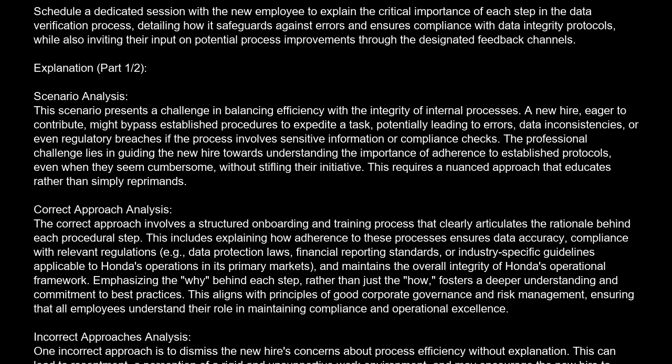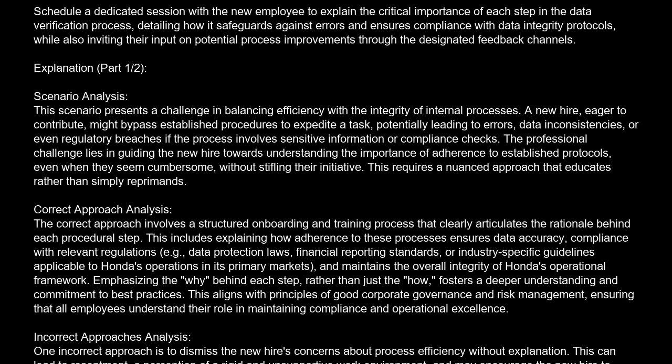Explanation. Scenario analysis. This scenario presents a challenge in balancing efficiency with the integrity of internal processes. A new hire, eager to contribute, might bypass established procedures to expedite a task, potentially leading to errors, data inconsistencies, or even regulatory breaches if the process involves sensitive information or compliance checks. The professional challenge lies in guiding the new hire towards understanding the importance of adherence to established protocols, even when they seem cumbersome, without stifling their initiative. This requires a nuanced approach that educates rather than simply reprimands.